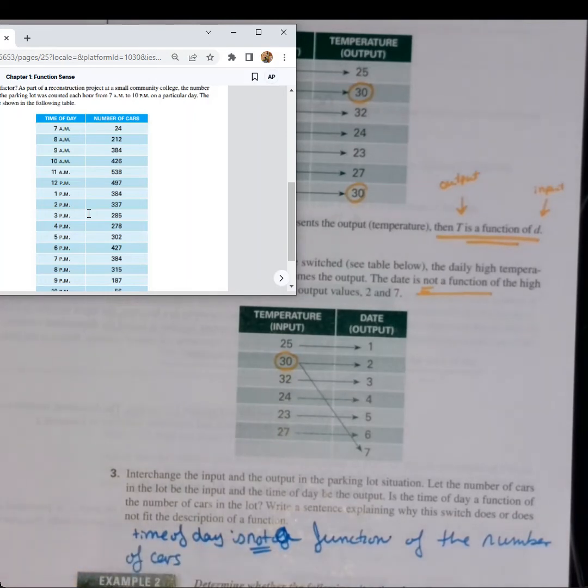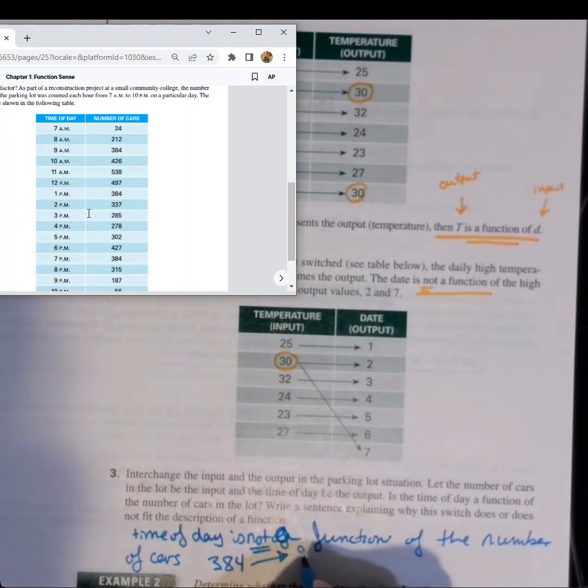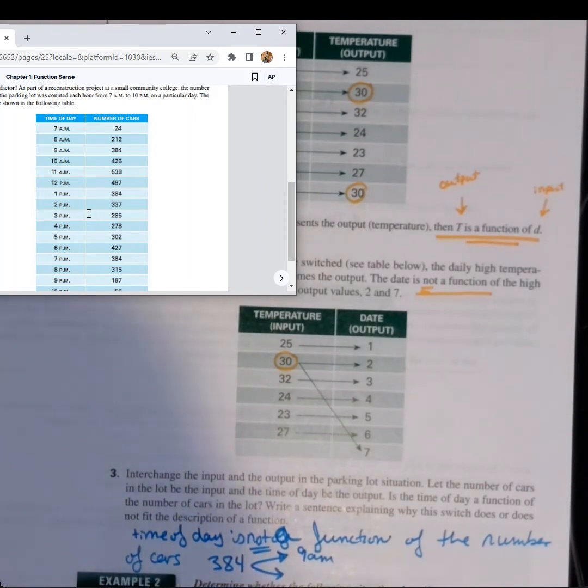And our reason for this would be that the number of cars, I found one of them at 384 and it pointed to 9 a.m. and it also pointed to 1 p.m. and I believe it also points to 7 p.m. So there are three things that it points to. There only have to be more than one. There only have to be two, but there are three things that it points to, and so it would not be a function in this direction.